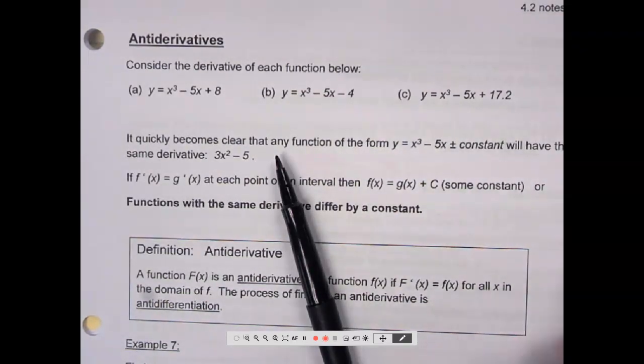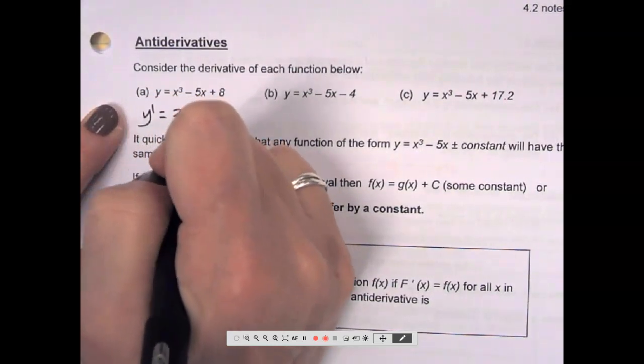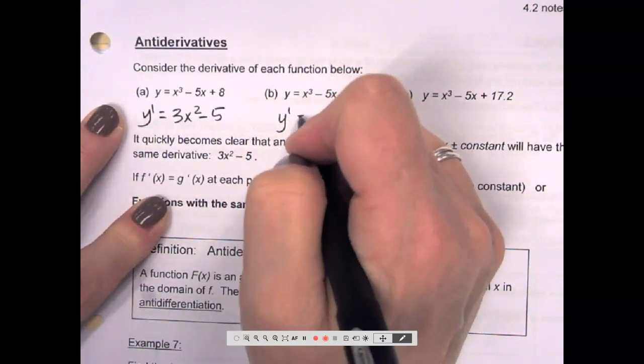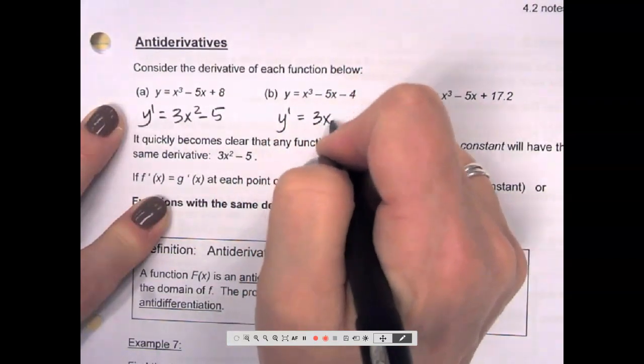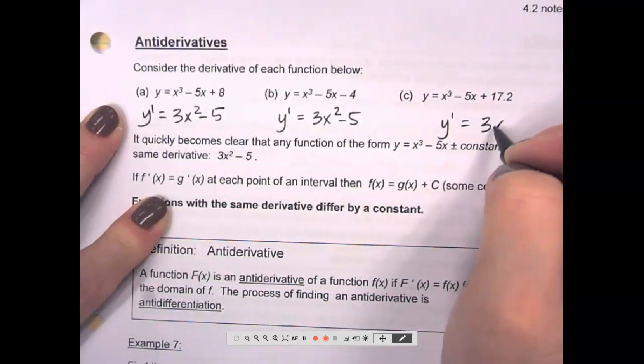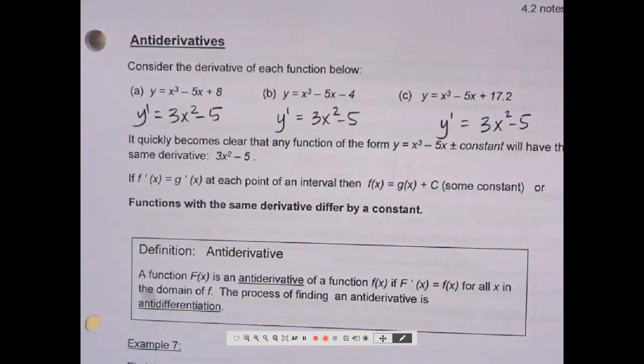What's the derivative? 3x squared minus 5. What's this one? Oh. And the third one? Okay. Are those functions all identical? No, but they do have the same derivative.